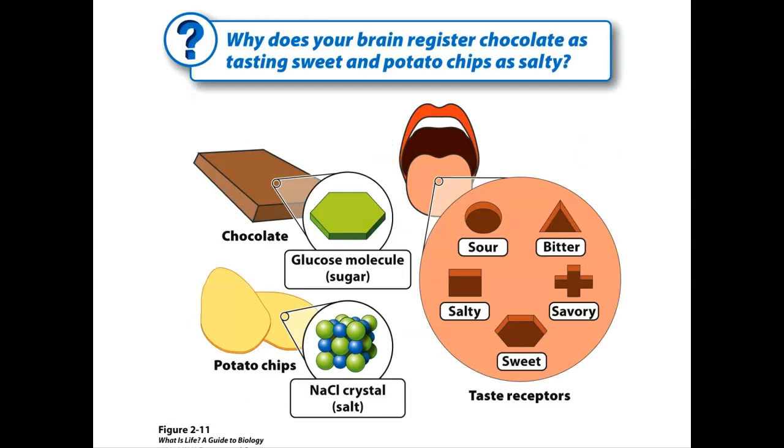So here's some examples. Why does your brain register chocolate as tasting sweet and potato chips as tasting salty? Well, we have our glucose molecule. It has a specific shape, and so it's going to fit into a specific taste receptor. And so that receptor is going to register to the brain that that is a sweet molecule. Salty is going to fit into a particular taste receptor, and that goes to the brain and is going to be registered as salty. So your 5 types here are going to be sour, salty, sweet, bitter, and savory. And that savory is actually referred to as umami.